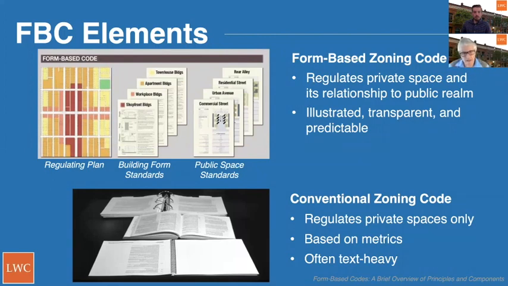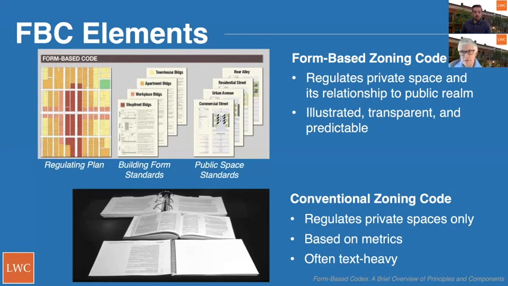So once you've allocated your different transect zones or form-based zones through the regulating plan, then you establish the building form standards unique to each transect zone. And this is where you'd set up standards for each different type of building, like an apartment building, a townhouse building, or a shopfront building, or a mixed-use building. And you'd also establish standards for the frontage of the building, how high it may be, and so on. And then you establish, in general, the public space standards for the different types of streets or the different types of civic spaces like parks or plazas or green spaces.